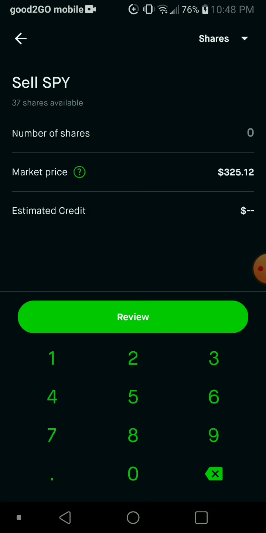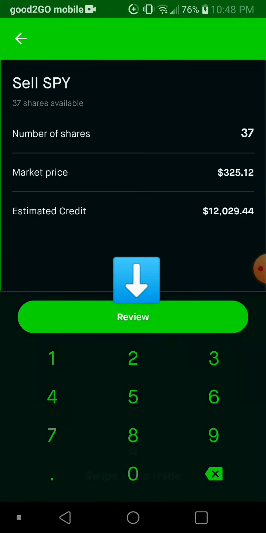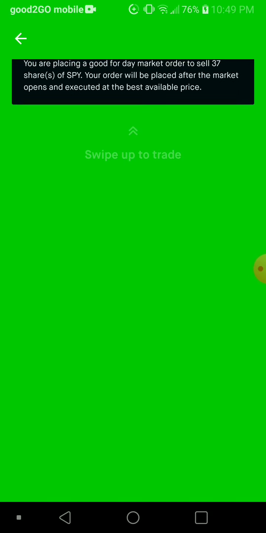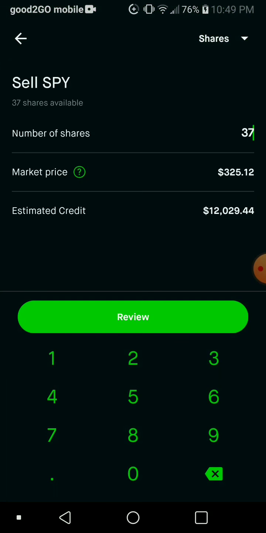And then it asks, how many? The only thing you have to decide is how many shares you want to sell, because the market price now, as you can see, is 325.12. So let's say I have 37 shares. If I want to sell them all, I'm going to enter 37. It says, as you can see here, 37 shares. The current price is 325.12, and the total will be $12,029.44. If we click review, it will give you the final trade. Then if we swipe up to trade, just swipe the screen up and it will apply the order.